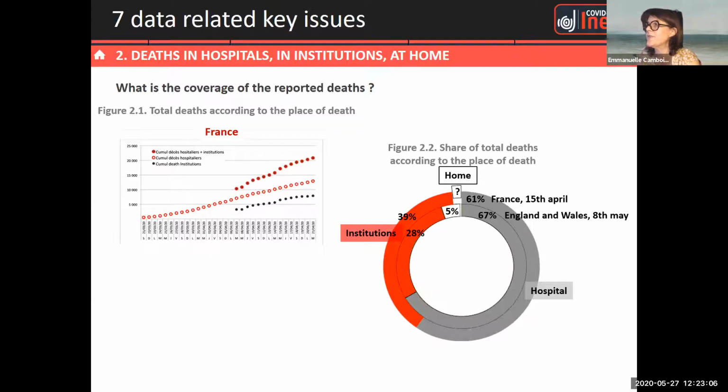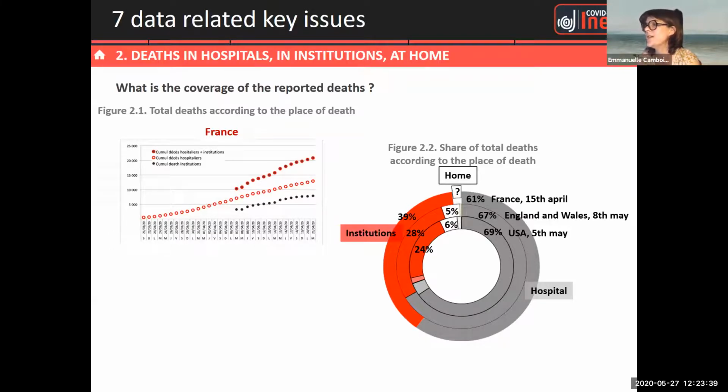Interestingly, you can compare the different countries. Here you have England and Wales, and you can see that the share of death in hospital is a little bit larger than in France, but you can also see that they report in England the death at home, which represents approximately 5% of the total COVID deaths. We also have this information for the US here, and you can see that even more of the deaths by COVID occur in hospital, according to the statistics, and a little bit more at home in the US than in England and Wales.